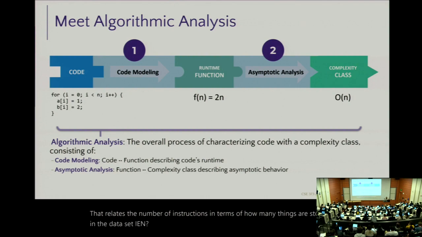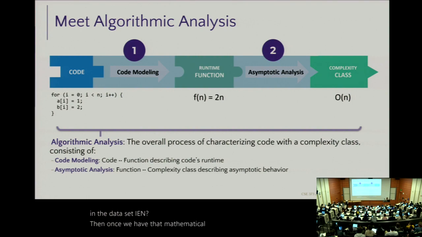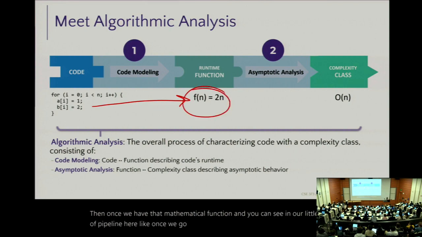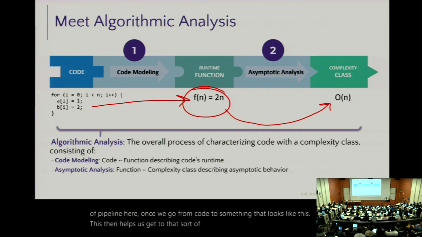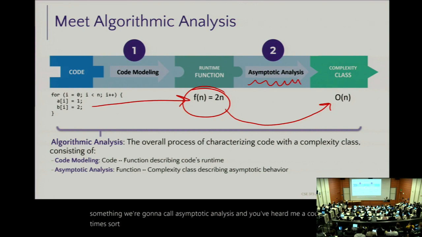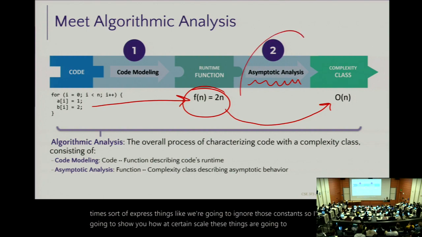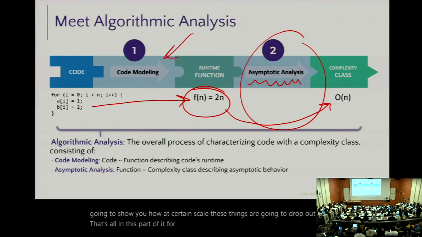Then, once we have that mathematical function, and you can see in our little pipeline here, once we go from code to something that looks like this, that helps us get to the more generic big O notation using something we're going to call asymptotic analysis. And you've heard me a couple times express things like, we're going to ignore those constants, or I'm going to show you how at a certain scale, these things are going to drop out. That's all in this part of it. For right now, we're just figuring out this piece, which is how do we go from code to this actual algebraic expression.